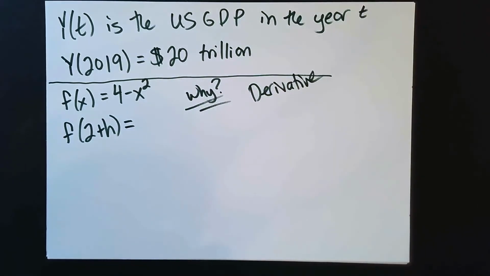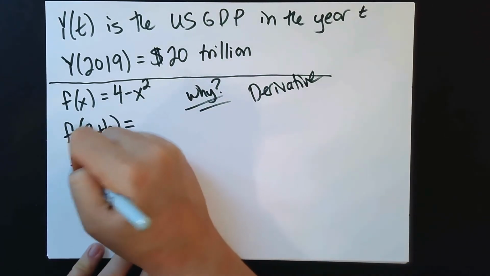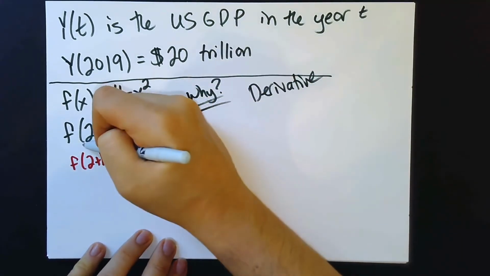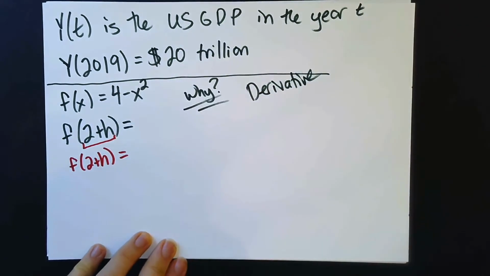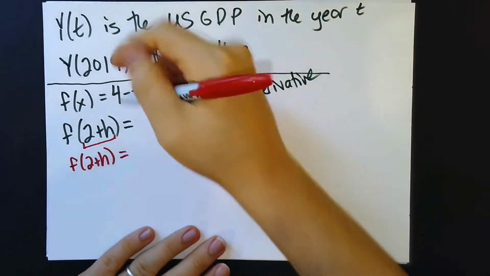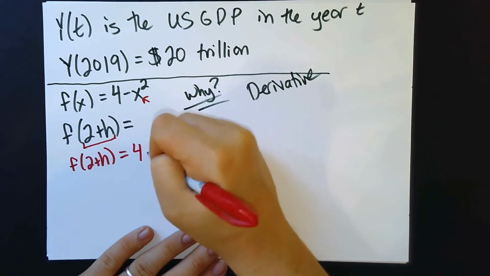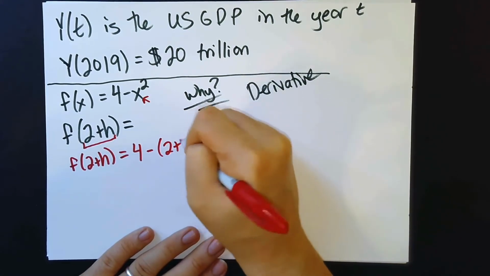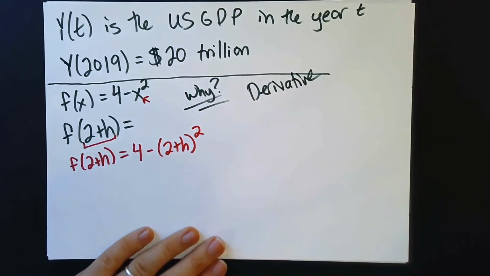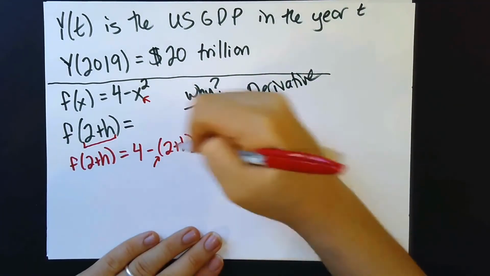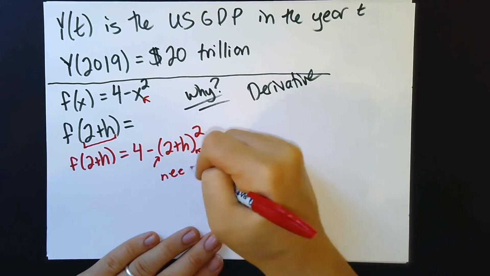Okay, so let's calculate what f of 2 plus h is. So f of 2 plus h is going to be, okay, and so I'm supposed to take this whole 2 plus h, that's supposed to be my input, and I'm supposed to put that in where the x is. Right. And so I'm going to get that. Now note, I absolutely need these parentheses.